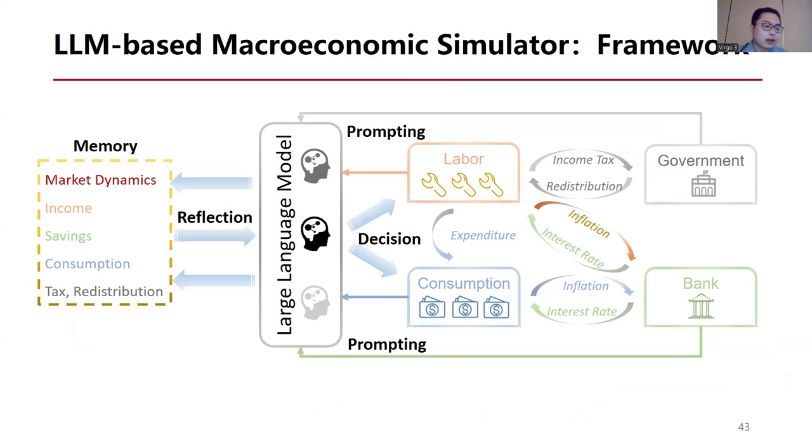First is the simulation framework, including four primary components: labor, consumption, financial markets, and government taxation. And we simulated the two most critical decisions an individual can make in real life: work and consumption. Work, make your money accumulated, and consumption, spend your money for each individual.